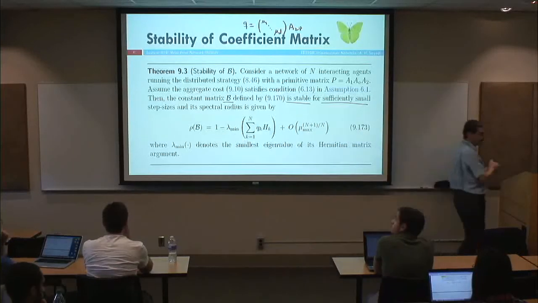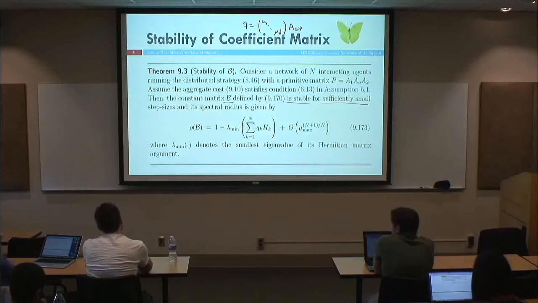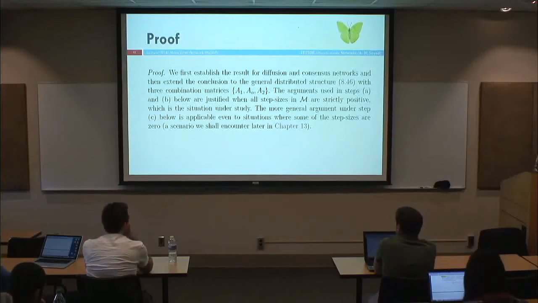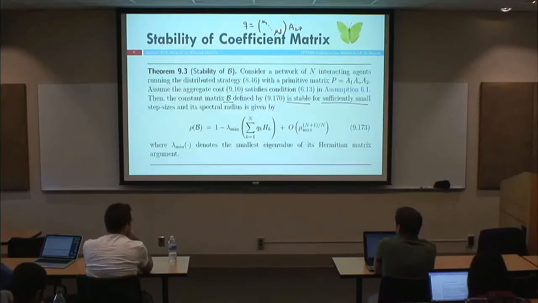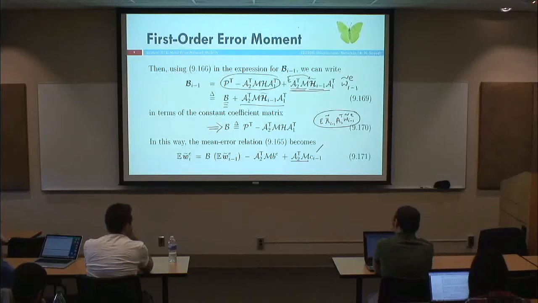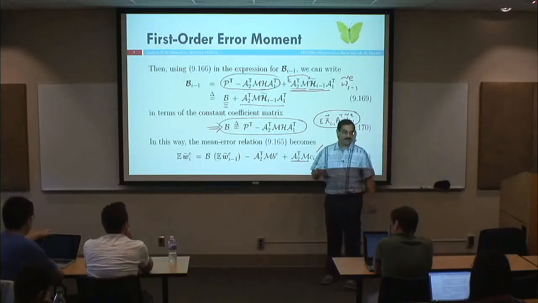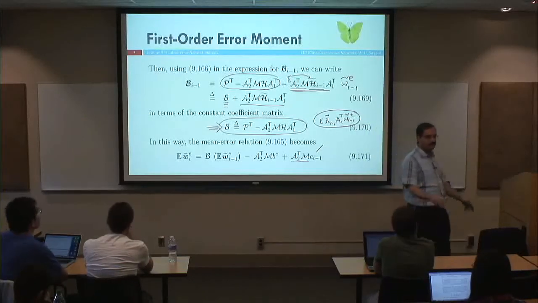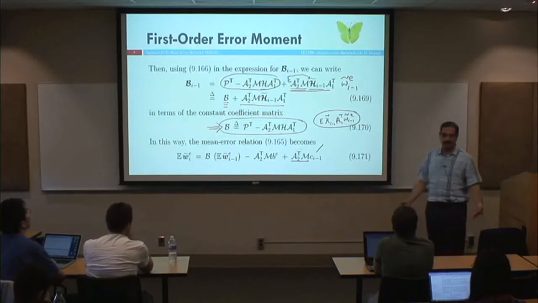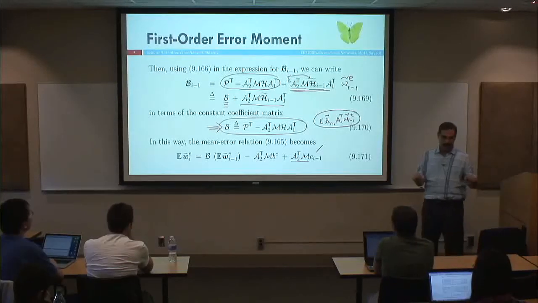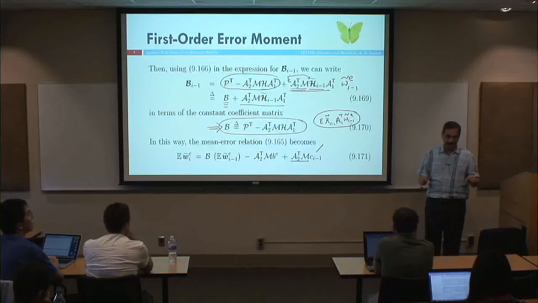Let's prove this. Now, remember, what was the B? Let's go back to the expression for B. This is the B. I want to show that it is stable. It's very easy to show that it is stable for diffusion, very easy. More challenging for consensus, and more challenging in general.